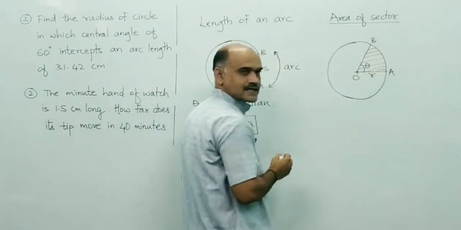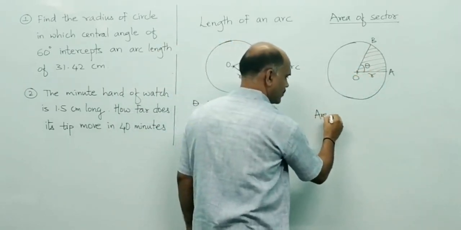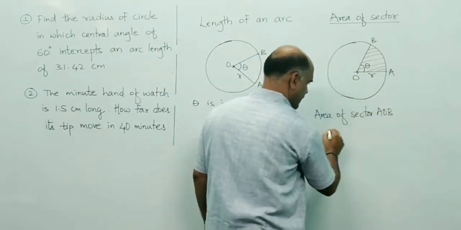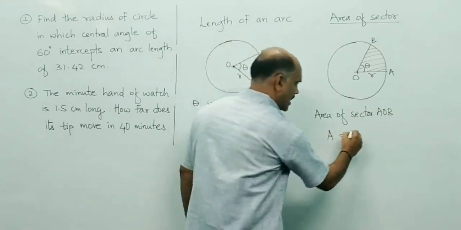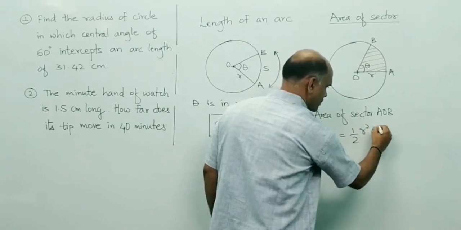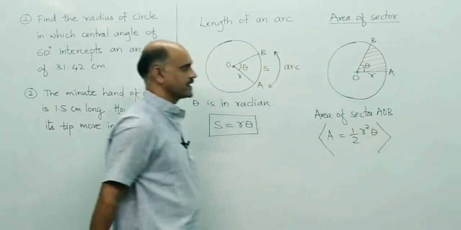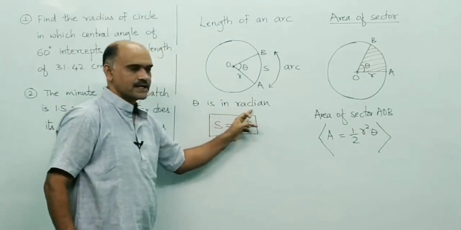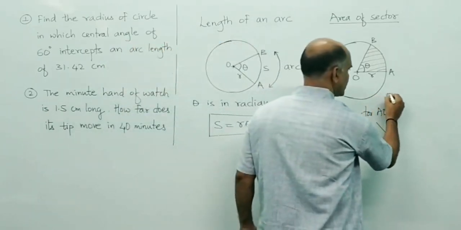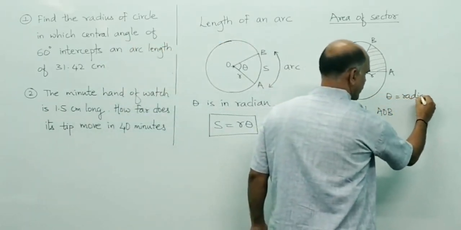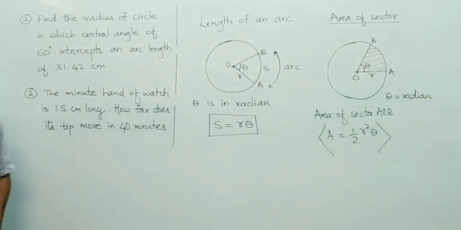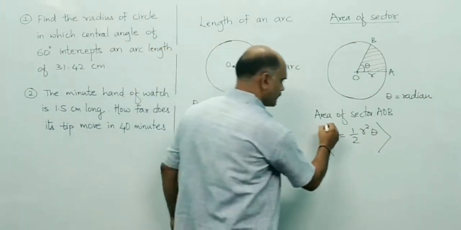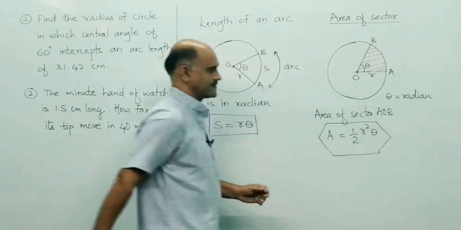Then the area of that sector AOB is given by A is equal to half R square theta. Again, theta has to be in radians. Here also theta is in radians. So we have problems on these two formulas, that is S is equal to R theta and A is equal to half R square theta.